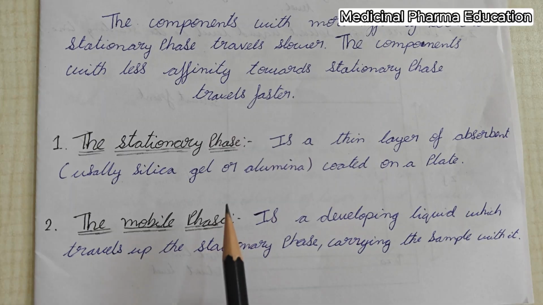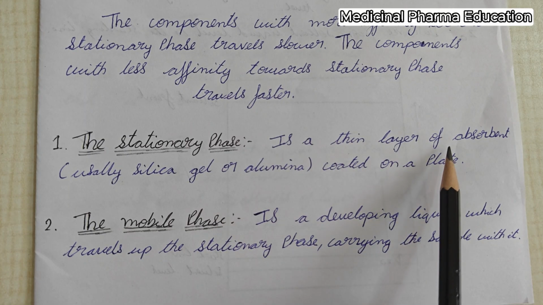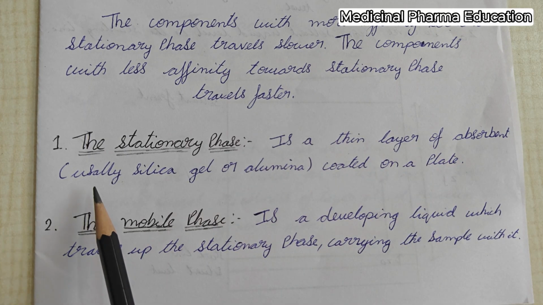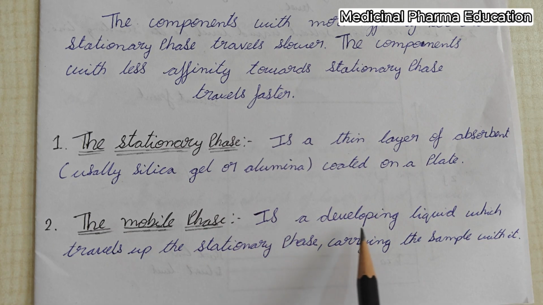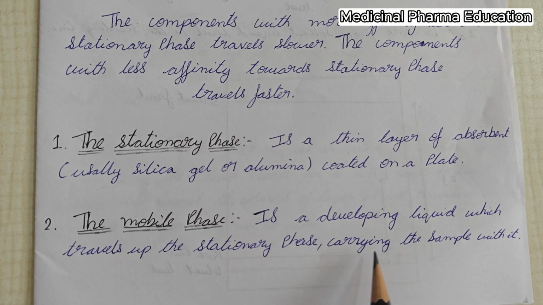The stationary phase is a thin layer of adsorbent, usually silica gel or alumina, coated on the plate. Stationary phase is completed. Next, the mobile phase is a developing liquid which travels up the stationary phase, carrying the sample with it. In every case, the mobile phase carries the sample in it and travels on the plate until a certain point.